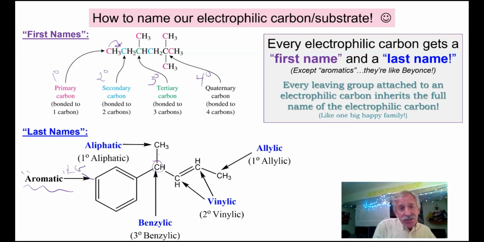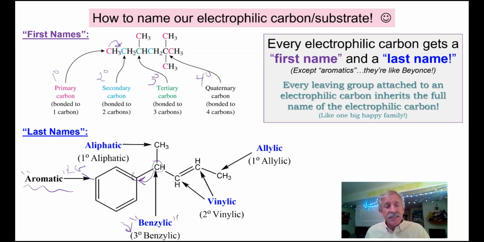It's almost on benzene. Therefore, we give this carbon that's almost on benzene, one away, the name benzylic. That's its last name. So this happens to be first and last, as you can see. You can see that it's attached to 3 different carbons. It's a carbon almost attached to the aromatic benzene ring, and so we call it benzylic.